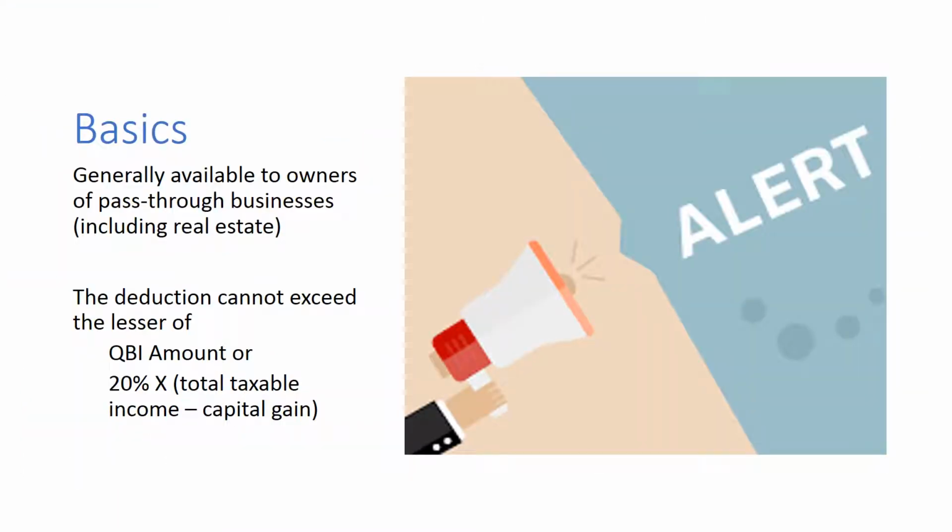Here's the basic rundown of the business deduction. The deduction is generally available to owners of pass-through businesses, including real estate. The deduction cannot exceed the lesser of QBI amount or 20% of your total taxable income minus your capital gain. I hope the flowcharts and examples provide some guidance on how to calculate the pass-through deduction for your business.